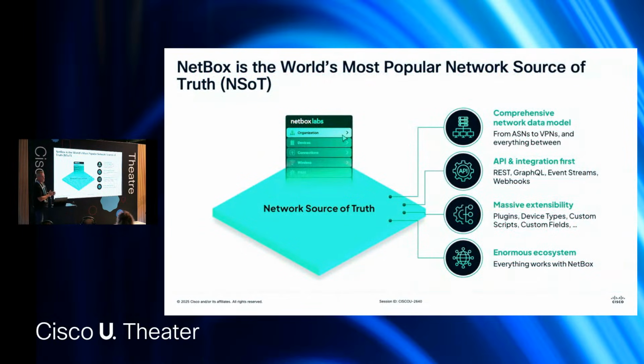Now, I touched on the fact that NetBox is everywhere, and it is fair to say that NetBox is the world's most popular network source of truth. But what are we using it for? There's a hugely comprehensive data model. You can model everything from ASNs through to VPNs and everything in between, because NetBox was built from the ground up to model your network infrastructure. It is built with API and integration first. So we've got great interfaces to get data in and out of NetBox. Obviously, you've got the web user interface, but you've also got GraphQL and a REST API. And there are things like event streams and webhooks to also get data out of NetBox too.